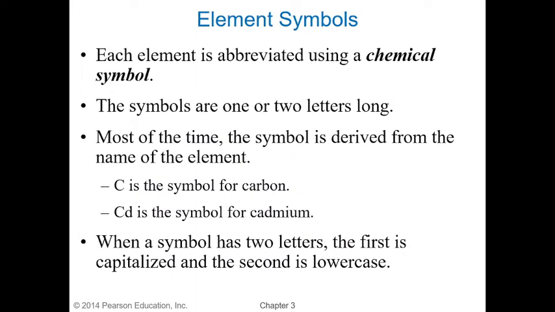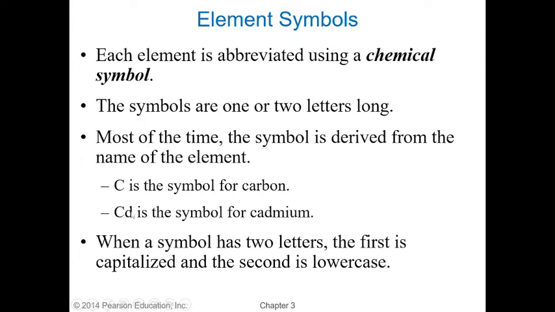Okay? So, each element is abbreviated using a chemical symbol, and usually these are one or two letters long. So, it's just one letter or two, and the symbol is derived from the name of the element. For example, carbon is C.